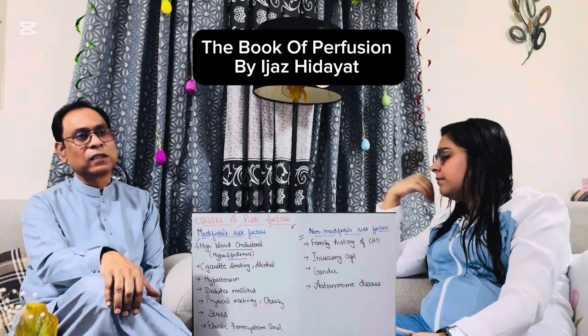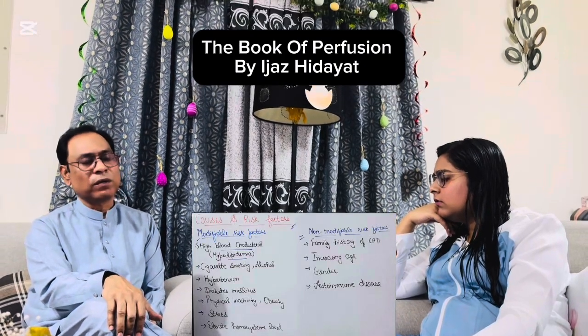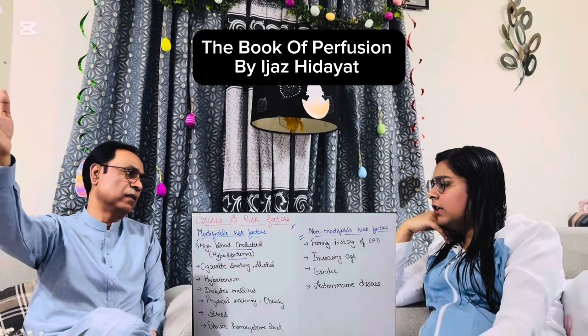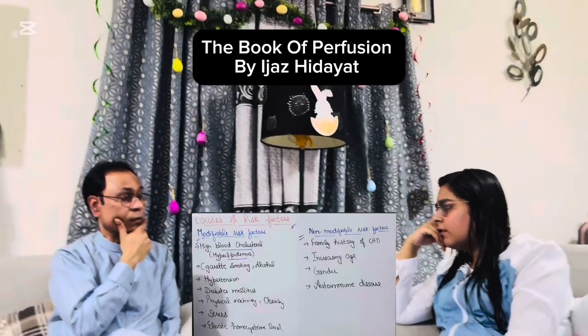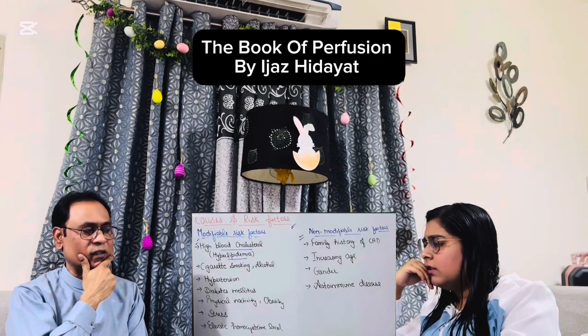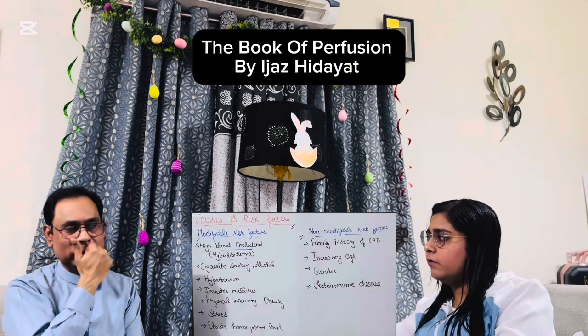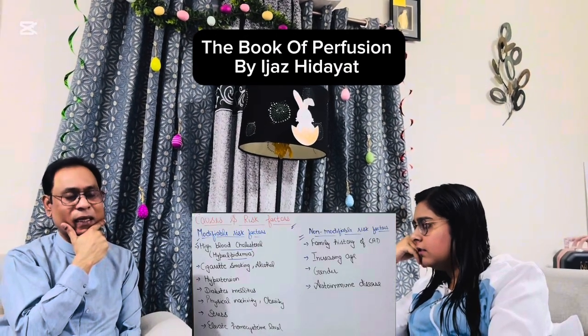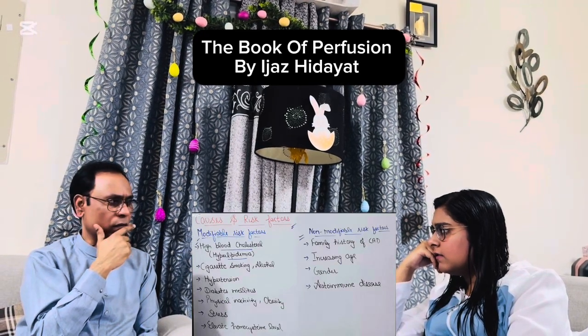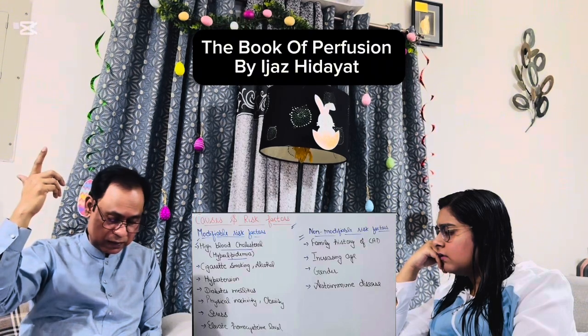What is non-modifiable? Non-modifiable factors include your family history. If your forefathers or parents had heart disease, there is a chance you will also be prone to it, with more chances of becoming a heart patient. Then gender. Mostly males have more chance because they get more stress, work stress and family stress. And third is increasing age.